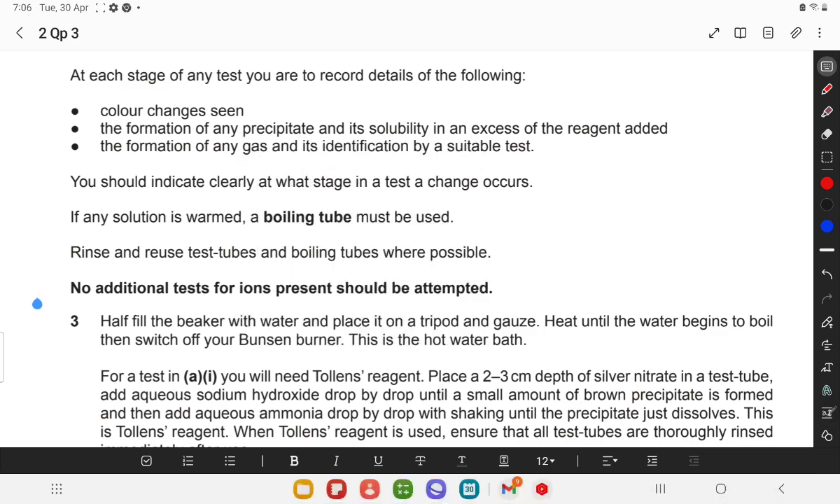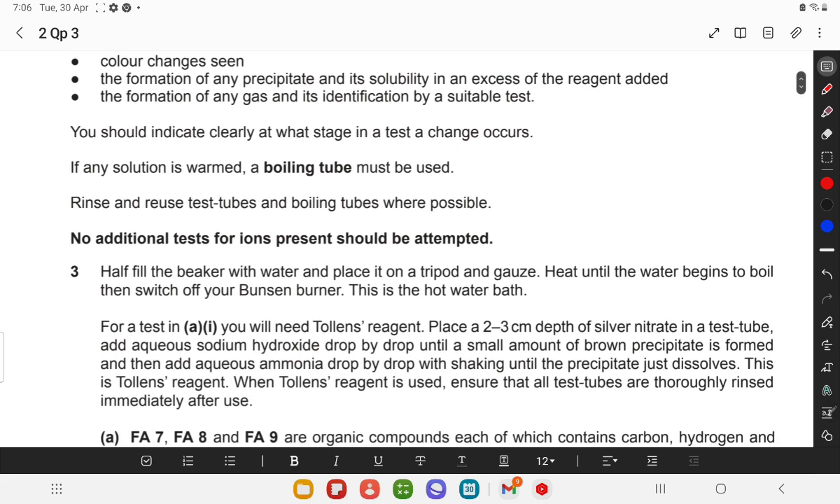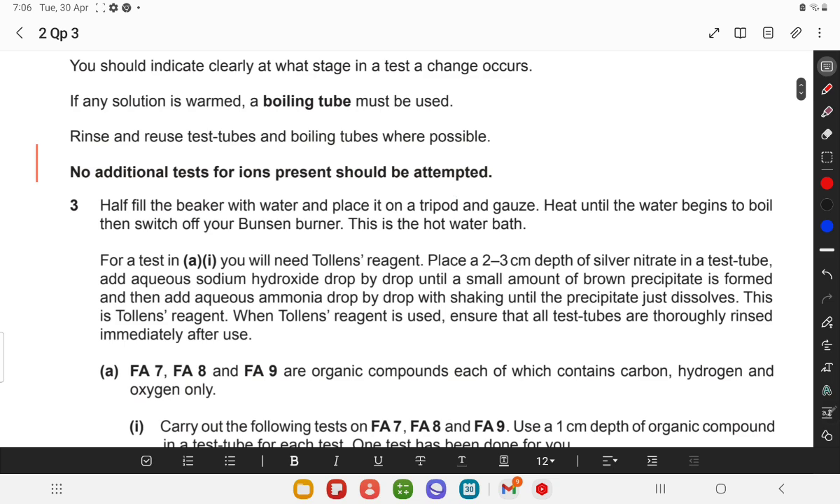If any solution is warmed, a boiling tube must be used. Rinse and reuse test tubes and boiling tubes where possible. No additional tests for ions present should be attempted. Question number 3. Half fill the beaker with water and place it on a tripod and gauze. Heat until the water begins to boil, then switch off your Bunsen burner.